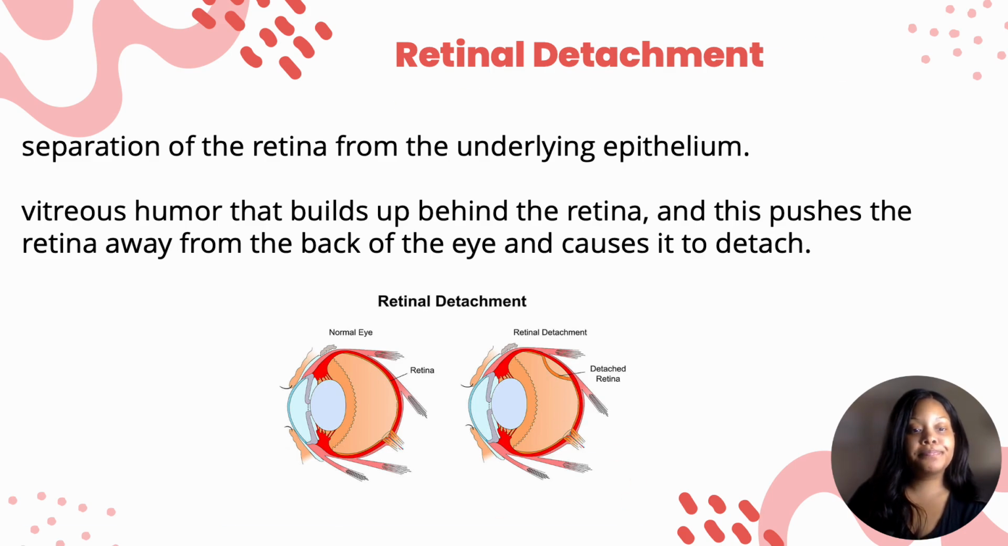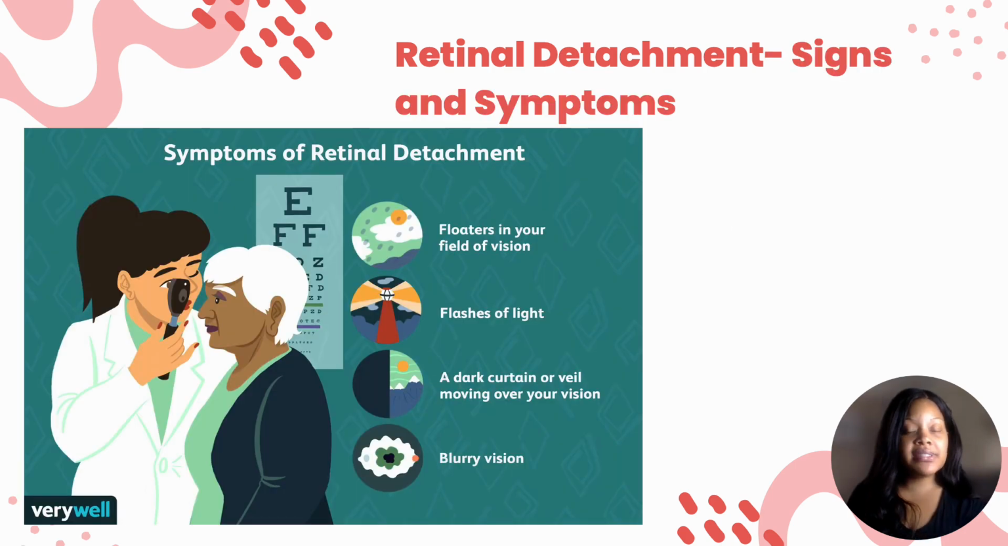All right, so what are some signs and symptoms of retinal detachment? Your patient will complain of floaters in the field of their vision. They may see flashes of light. They may see a dark curtain or a veil moving over their vision, or they may have blurred vision.